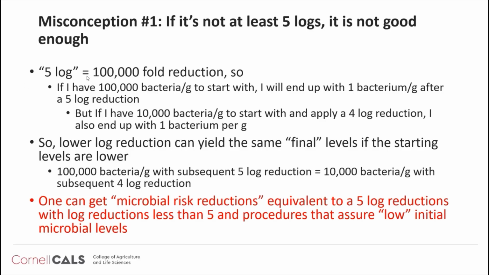It's a 100,000-fold reduction. So what that means, if I were to start with 100,000 bacteria per gram, apply a 5-log reduction process, I end up with 1 bacterium after a 5-log reduction. But I will get the same final number if I think of the 1 bacterium per gram as my final product if I start with 10,000 bacteria and have a 4-log reduction. Or if I start with 1,000 bacteria and have a 3-log reduction.